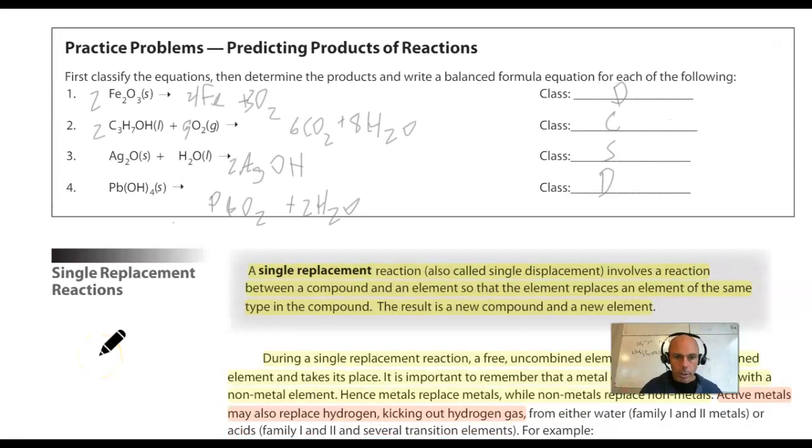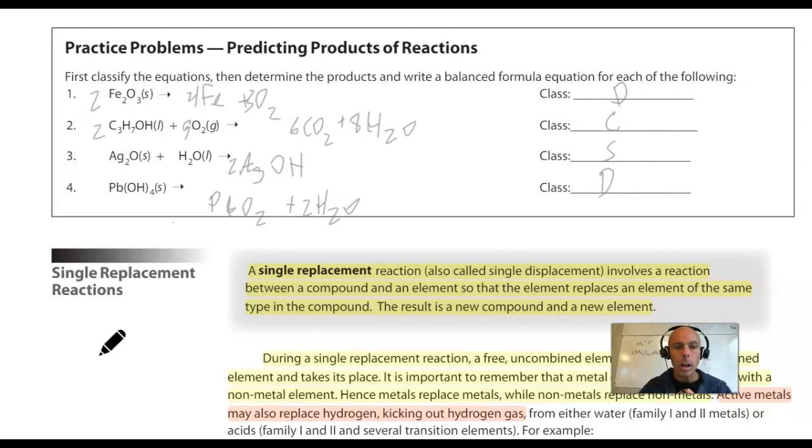The first one is decomposition. There's just one reactant. It's iron 3 oxide. It's a binary compound, so it'll decompose into its 2 component elements, iron and oxygen. Oxygen, remember, is diatomic. Next one is combustion.